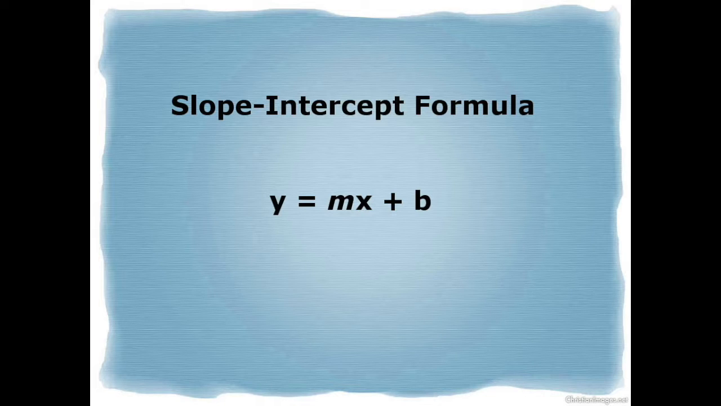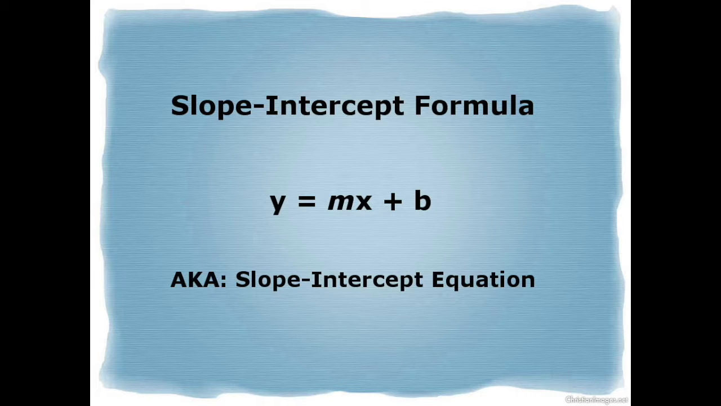Okay, today we're going to be studying the slope-intercept formula. The slope-intercept formula is y equals mx plus b, also known as the slope-intercept equation. This is where the coefficient of y is 1. The coefficient of x is the slope, m, and b is the y-intercept.